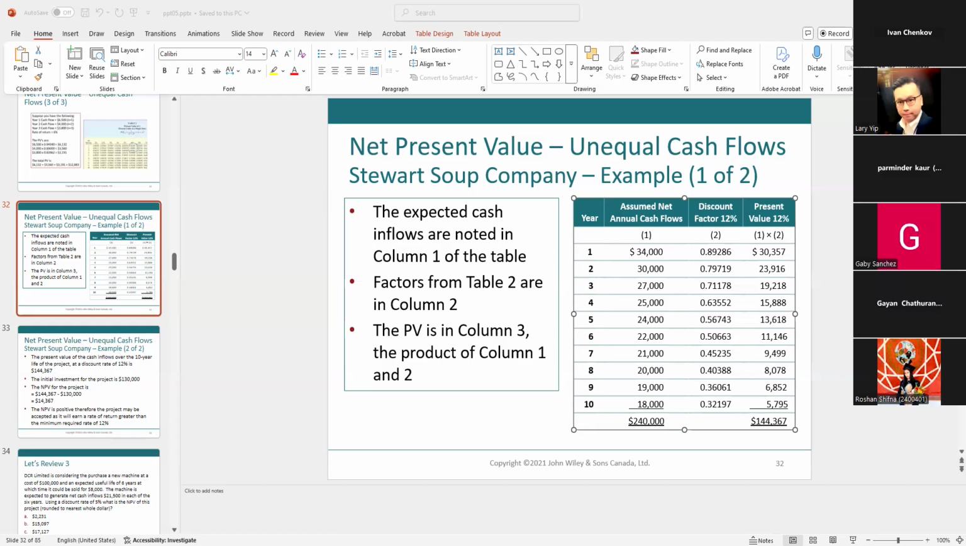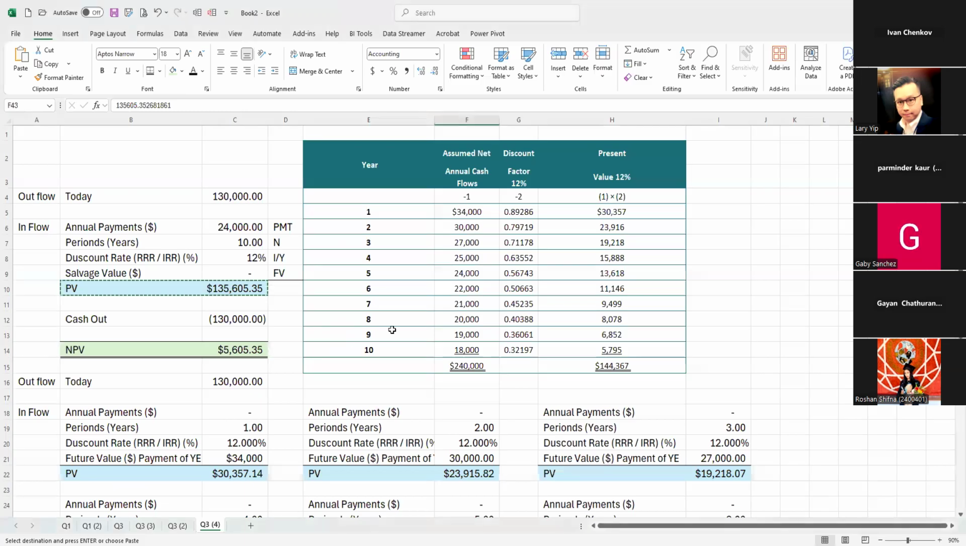Professor, yes, your screen is not visible to us. No, how about now? So this is the calculation. Okay, so this is the calculation.